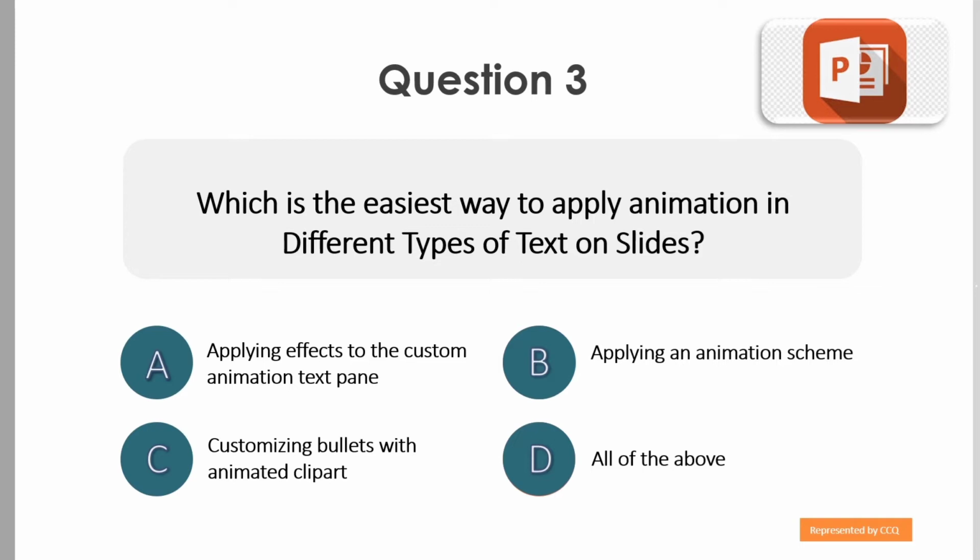So these are options: applying effects to the custom animation text plane, customizing bullets with animating clip arts, applying an animation scheme, all of the above. So the correct answer is B, applying an animation scheme. B option is correct. Okay.